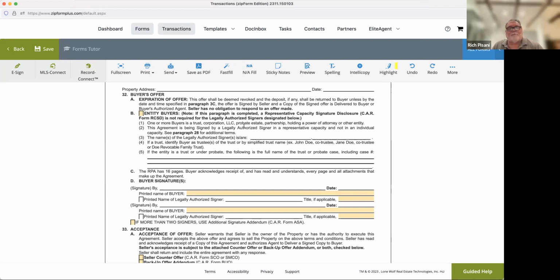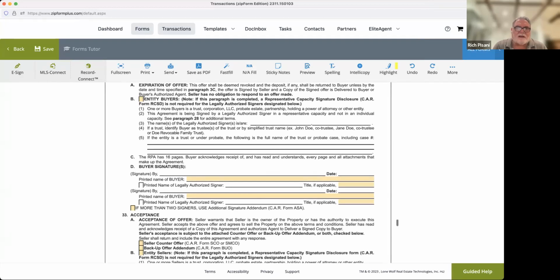So then here you would print the name of the legal authorized signer. When you check that box, why is it not checking? Oh, I think you've got to do that. There you go. And then it fills in, and then you print the name of the legally authorized buyer, and that would be John Doe, trustee, or whatever it is.